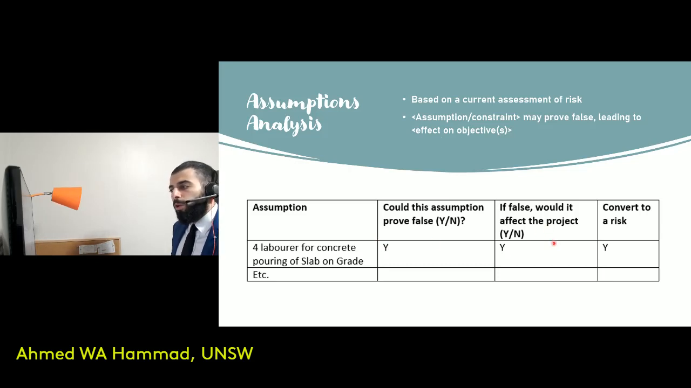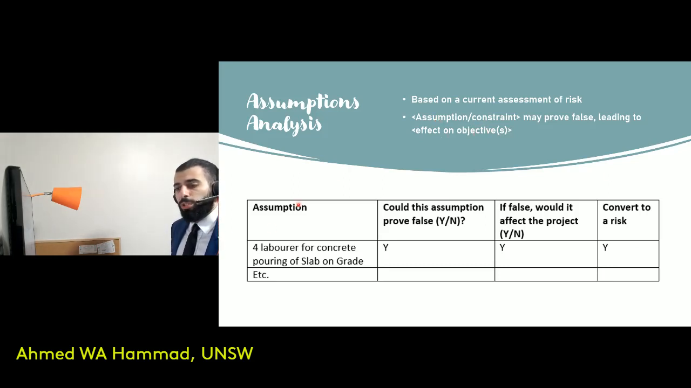And then in the third column, if it were false, would it impact the project? And I had a yes. And if I had 2 yeses, a yes in the second column and a yes in the third column, then I'd convert that assumption into a risk. So that's what this second point is talking about.